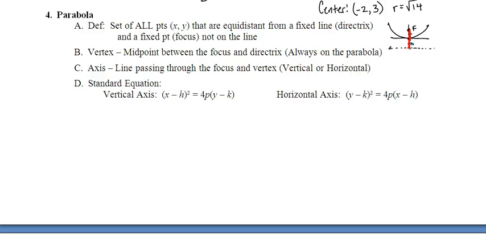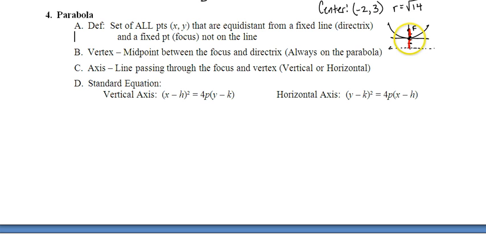For our standard equation, if we have a vertical axis, it's x minus h quantity squared equals 4p times y minus k. The vertex, to me, takes the place of the center. Circles obviously have a center, so you can find it. Even the ellipse is going to have a center. But for the parabola, I consider the vertex to be the centering point of the parabola. So it's right here because I'm equidistant to your focus, I'm equidistant to the directrix. That makes it really nice.